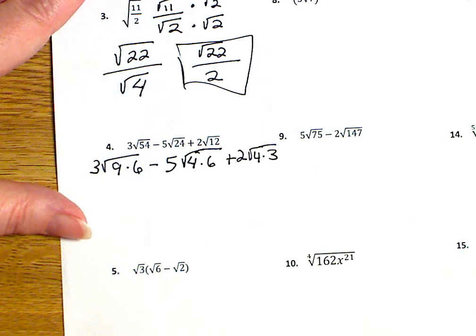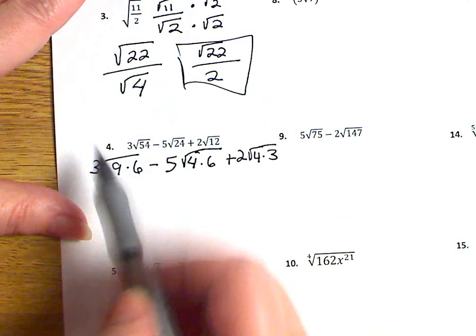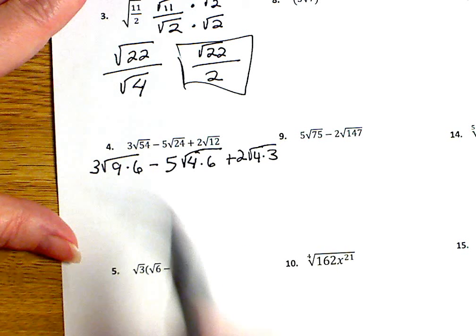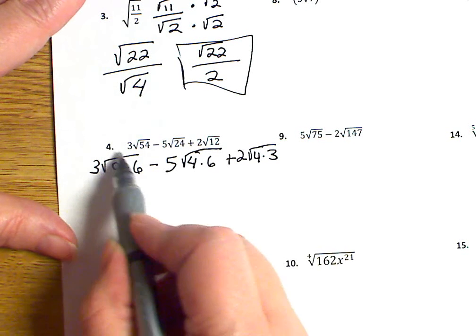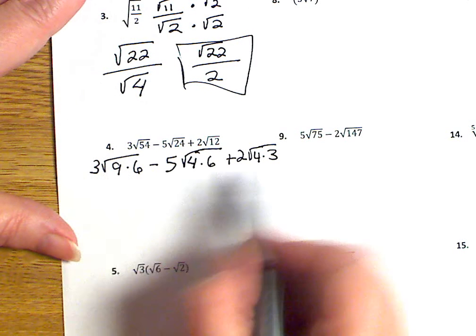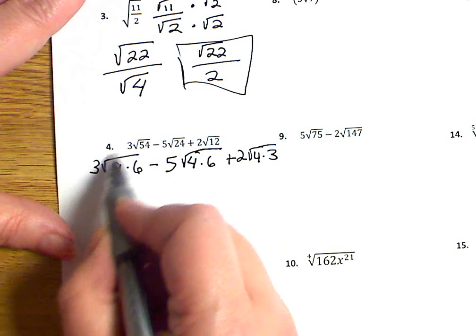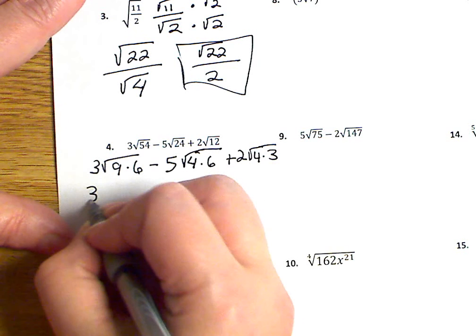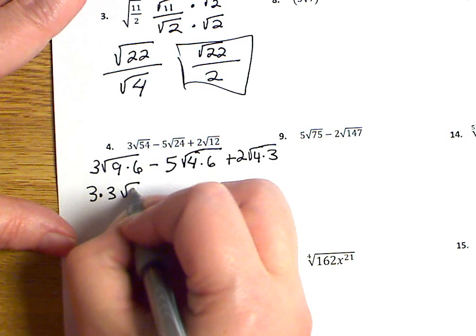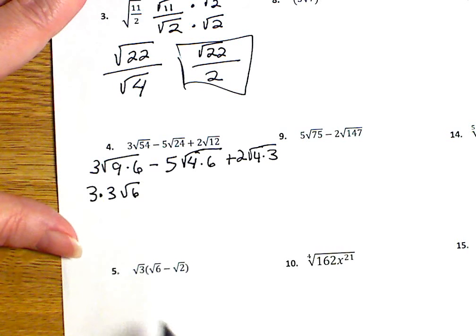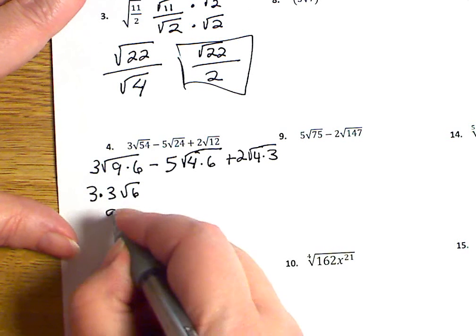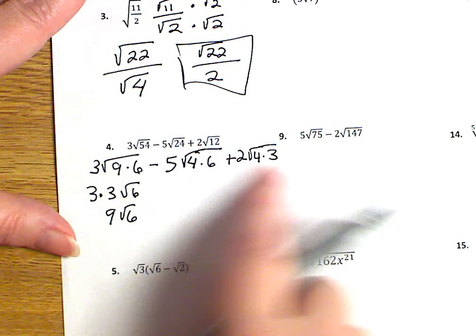All right. So the first thing you want to do is you take the square root. I'm going to do this first one, and then I'm going to have you do these two. So you take the square root of 9, which gives me 3. So you have 3 times 3 square roots of 6, because the square root of 9 is 3. 3 times 3 is 9 square roots of 6. I want you to try to do these two, and I'll be right back with you.